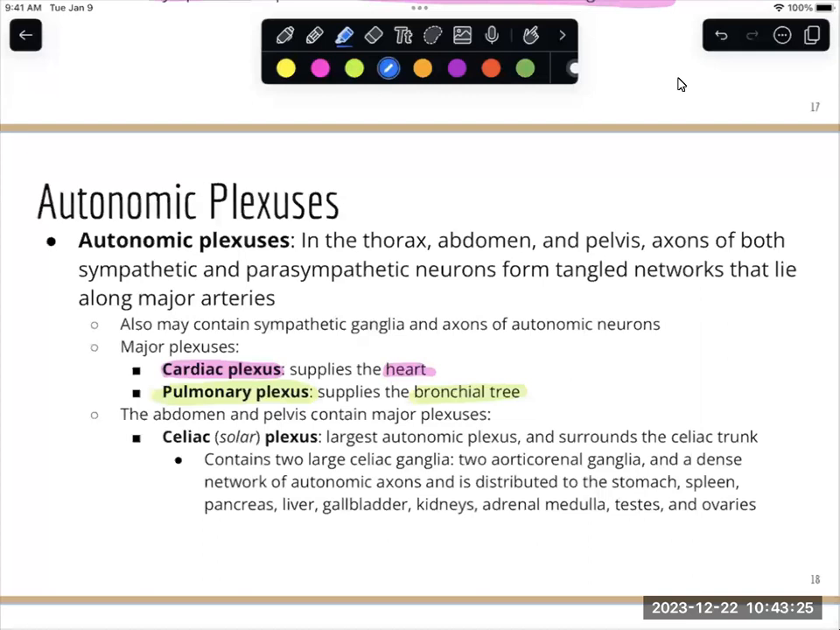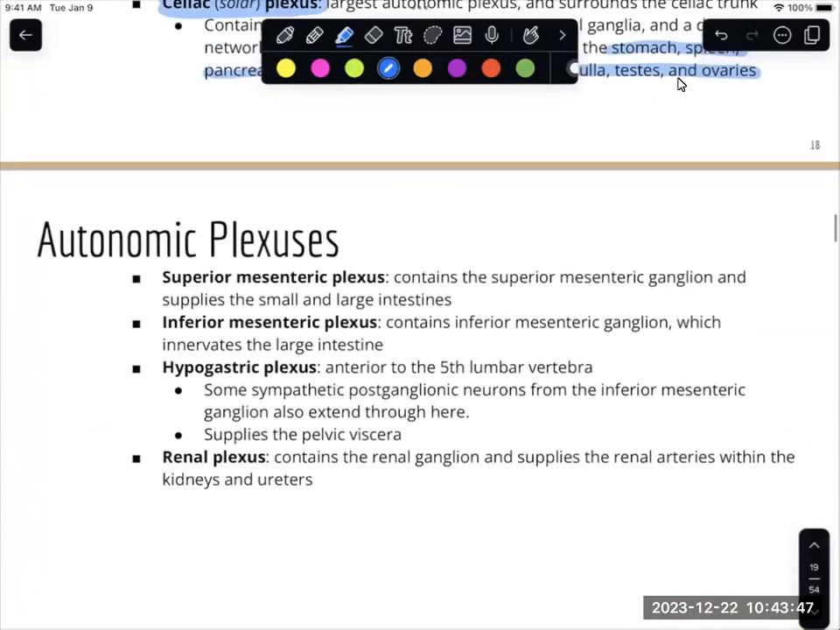Then we have a celiac plexus. Celiac is for the abdomen or stomach. This is the largest. The celiac plexus actually goes to most organs in the stomach area, even into the pelvic area. We have a superior mesenteric ganglia, which goes to the small and large intestines. We have an inferior mesenteric plexus, which goes to the large intestine.